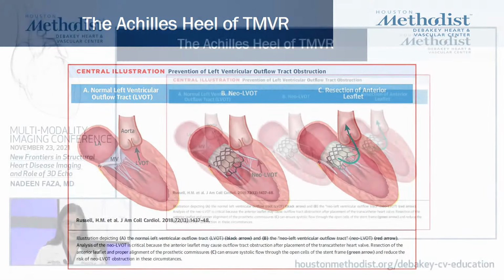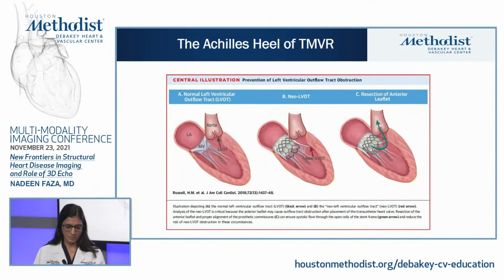And the Achilles heel of TMVR is really LVOT obstruction, because when you're performing surgical mitral valve replacement, the anterior mitral leaflet is usually resected. But when you're doing a transcatheter mitral valve replacement, the anterior leaflet is still there, and if it gets pushed toward the LVOT, then you risk developing LVOT obstruction.